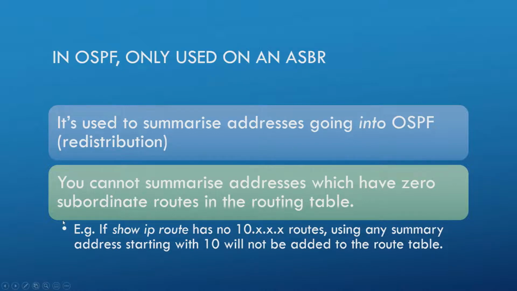The second important point is that you cannot summarize any addresses which have 0 subordinate routes in the routing table. What that means is you need to have a way to reach at least one of the addresses in the summary address you're trying to push through. Otherwise, it just won't be populated into the routing table. The example here is if you run show ip route and you've got no 10.x.x.x routes, any summary address that starts with 10 won't be added to the routing table. You have to already have some route to a network within that summary range in order to use that summary address range, which makes sense. Why would you be advertising a summary address range for networks that you have no reachability for whatsoever? It doesn't make sense.